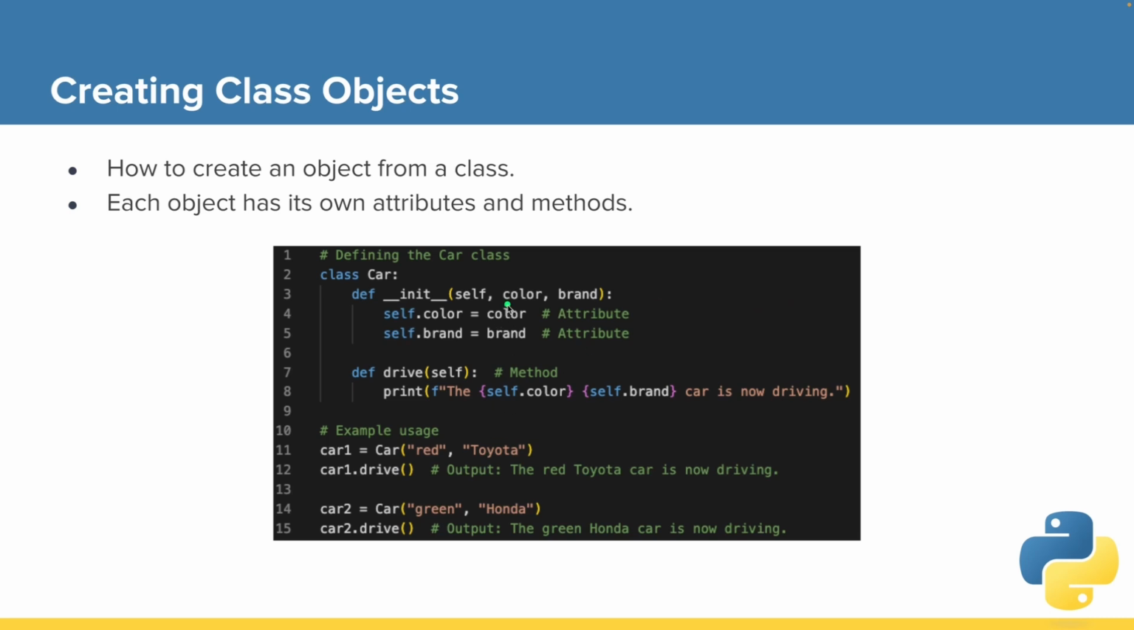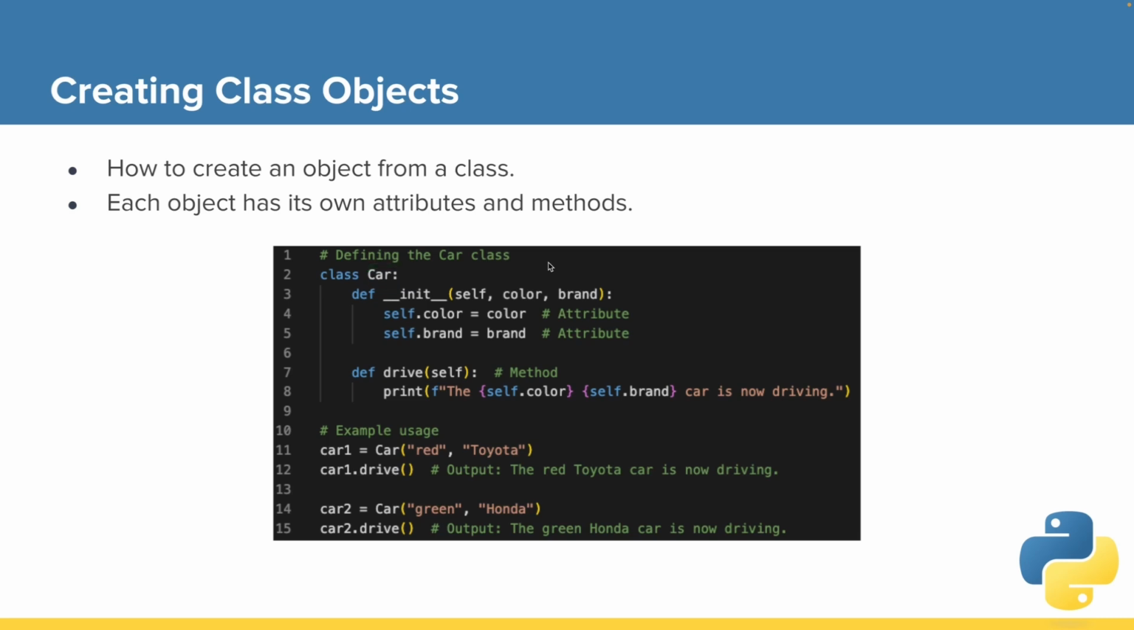So here we have color and brand. Ignore self for now. But we need to input our arguments for color and brand. Everything besides self. So we're pretending that's not there for this purpose. So we need to input red. That's our first attribute. That's color. And Toyota, that's brand. So color will be red. Brand will be Toyota. So now we've instantiated an object. We now have car1. That is an object of type car.